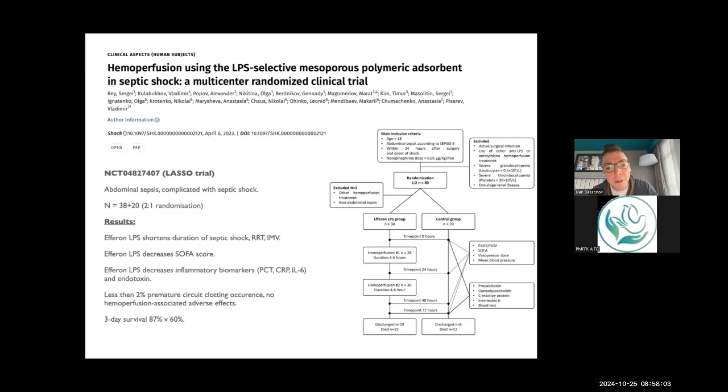And the main endpoint was a hemodynamic one, so abrogation of septic shock.